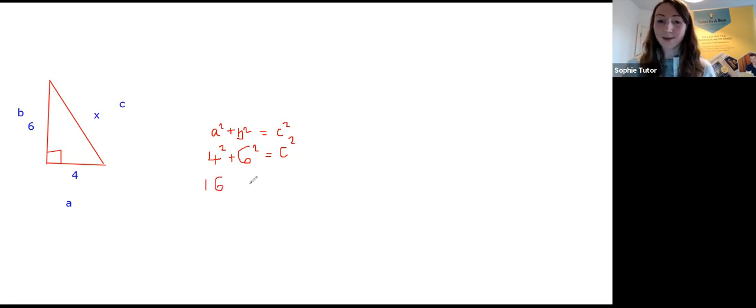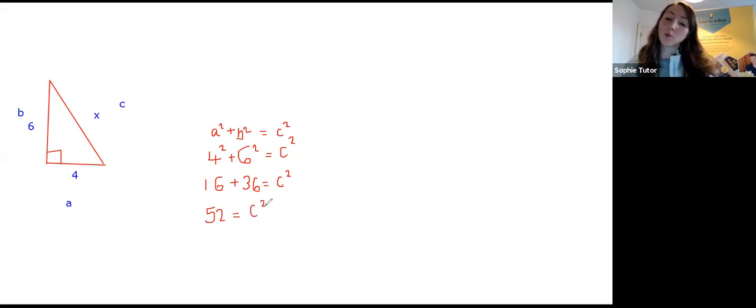So on the next line, we can just put 16. Now, 6 squared is the same as 36. So again, we can put 36 on that next line. Now, if I add 16 and 36 together, I get 52. So I can just write 52 equals c squared.